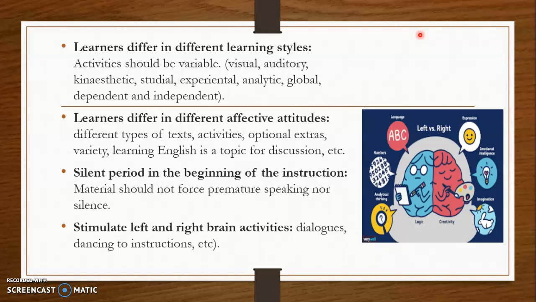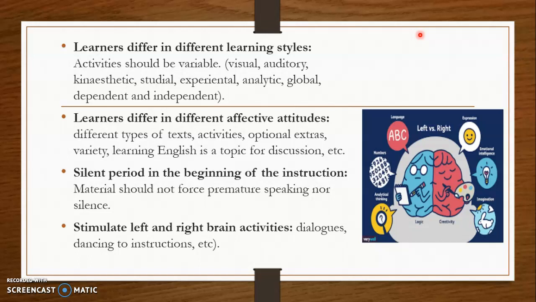Also, learners differ in affective attitudes, so we should present different types of text, activities, optional extras, and variety. When there is a good variety of activities, we can get the attention of the student. Something very interesting in this material is the silent period at the beginning of the instruction. These are activities where the teacher doesn't need to speak; he just gives instructions, and with those instructions, the students do something.